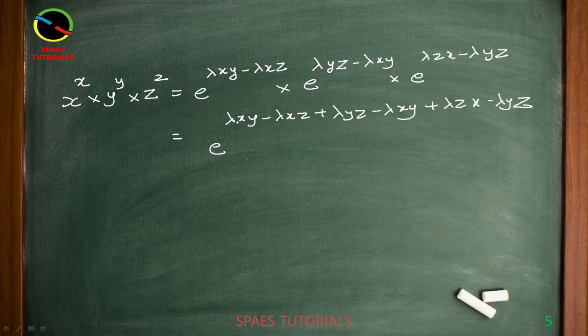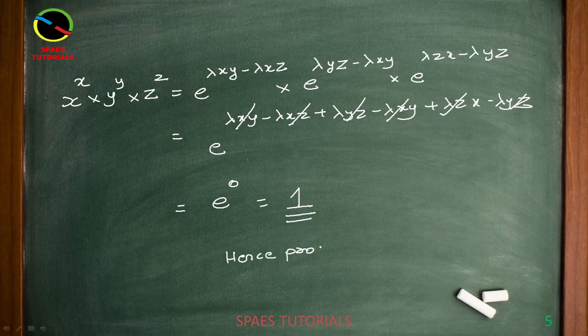If you see carefully, lambda xy is going to cancel with lambda xy, lambda xz is going to cancel with lambda zx, lambda yz is going to cancel with lambda yz. So the power is going to be 0. So e power 0 will be equal to 1. Hence proved. These are some of the very good model questions actually. So let's go to the next question.